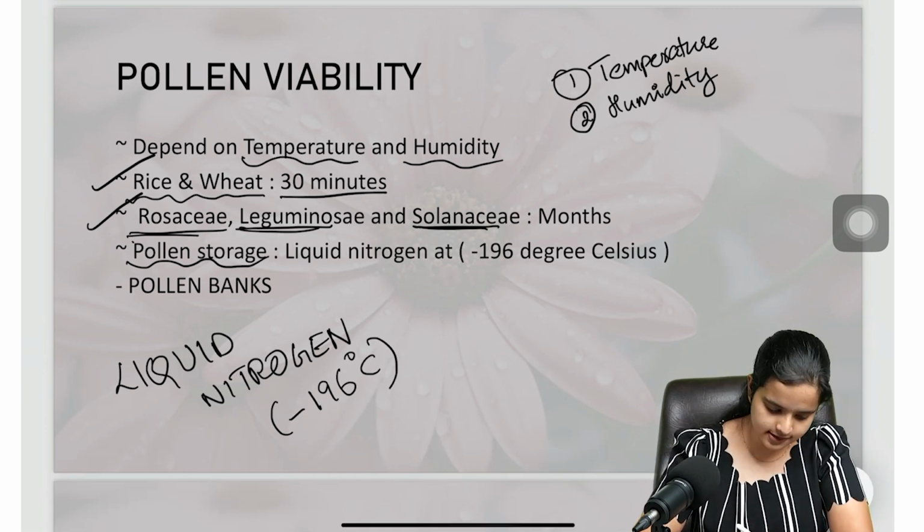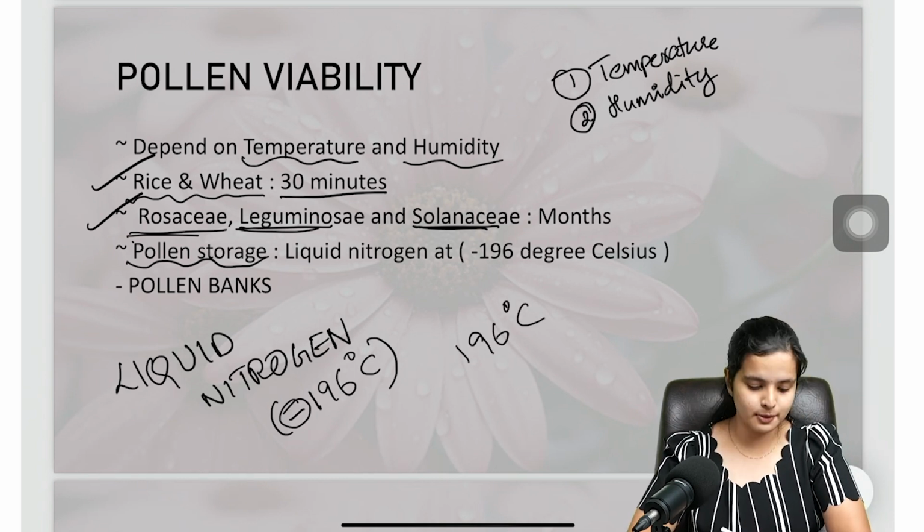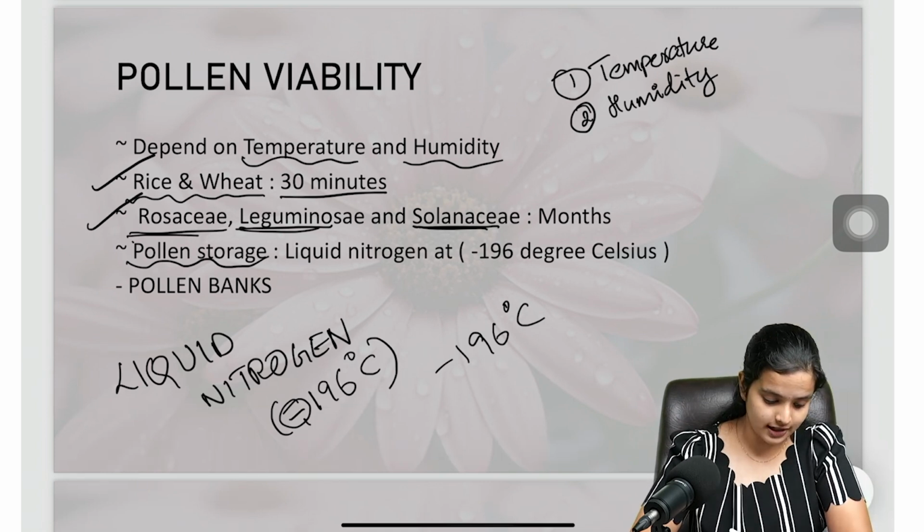Okay, don't forget this minus sign. 196 degrees Celsius is completely a different thing from minus 196 degrees Celsius. So don't forget to put that minus over there.